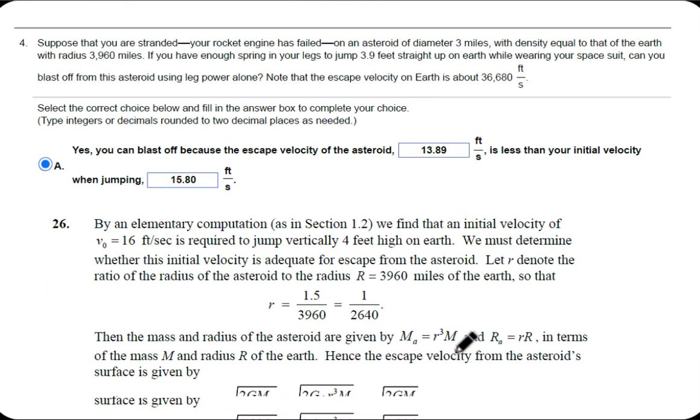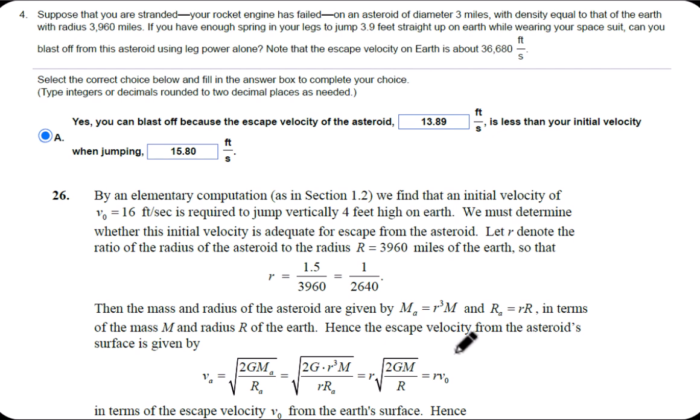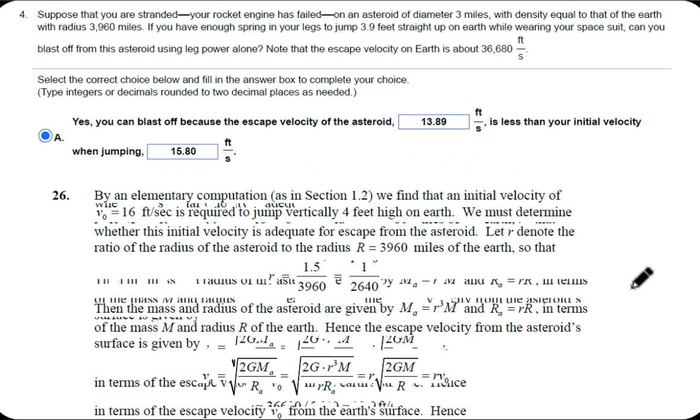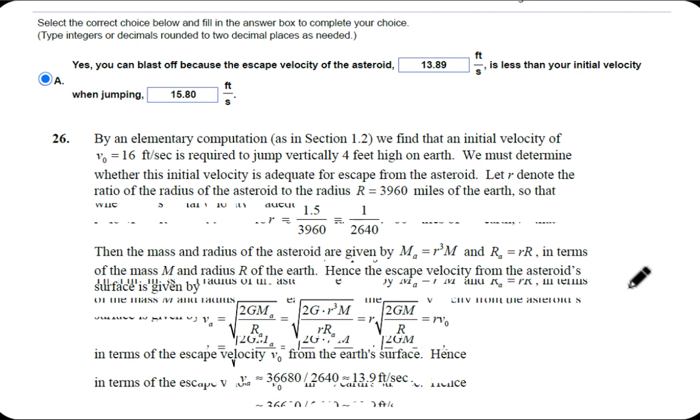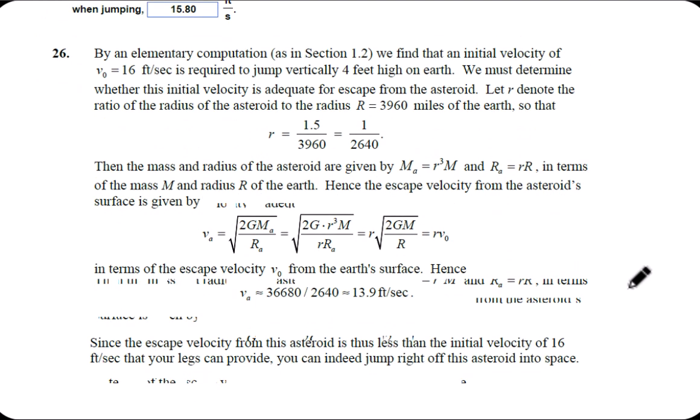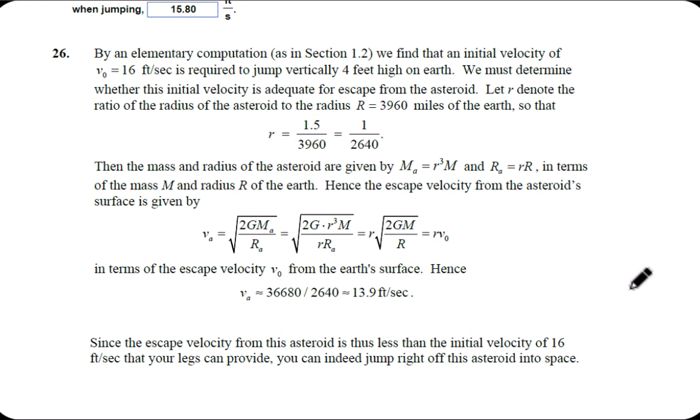The last problem is fairly straightforward. You're standing on an asteroid, has a certain diameter, and they tell you some more information about that. And the question is, do you have enough escape velocity to jump up? And so I put it in here, what they did from the textbook. It's fairly easy to read what's going on. And you can see that, yes, you would be able to have an escape velocity off the asteroid.